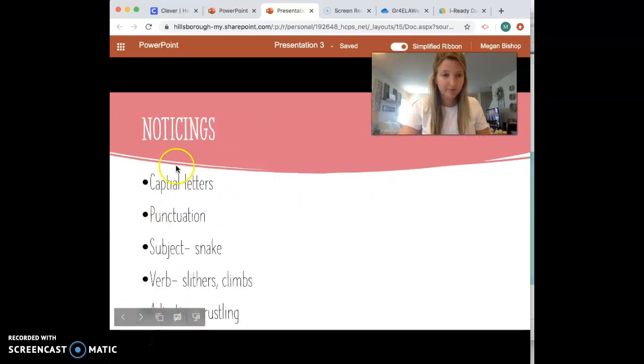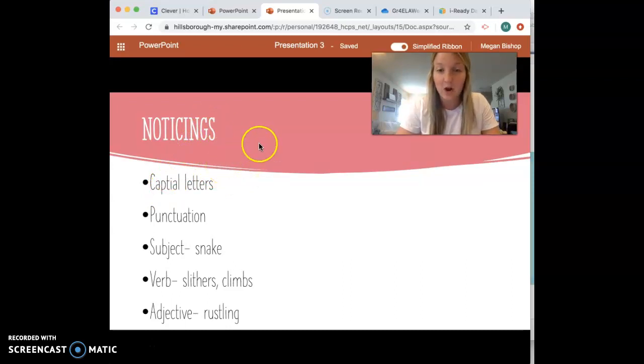Okay. So some noticings. You could have noticed capital letters. The author capitalized the beginning of the sentence, which we always need to do. There's punctuation. Now if we get a little bit deeper and think about what this sentence is about, when we're doing our writing, we often identify a topic. In this case, it's a subject. So the subject, the idea that the sentence is about, is a snake.